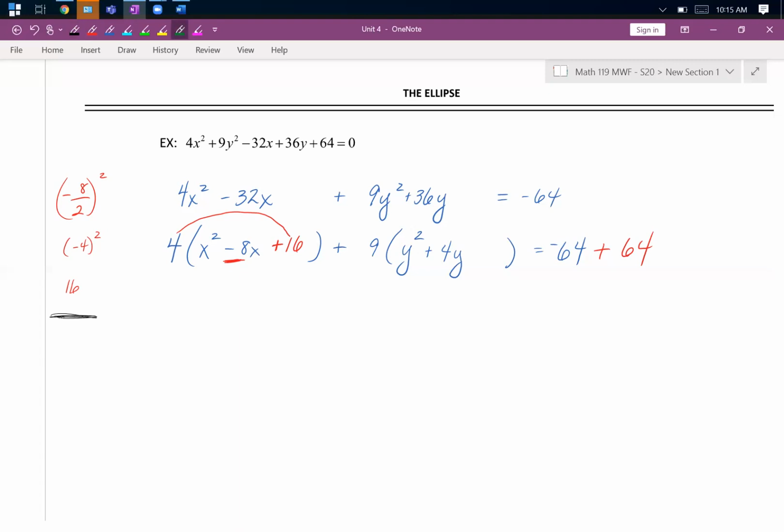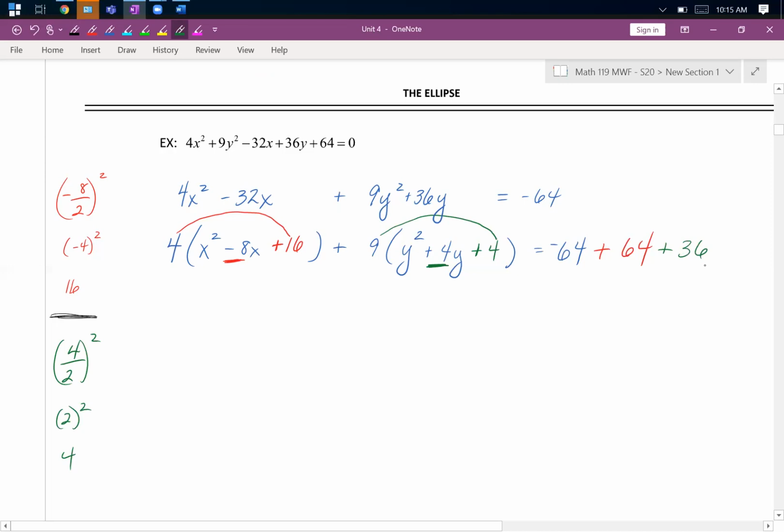All right, well, let's do the same thing then for our y's. I'm going to grab its b value, which is 4, divide it by 2 and square it. So that's 2 squared, which is 4. I'm adding 4 here to create my perfect square trinomial. What are we going to add on the other side? 36. You got it. 36.